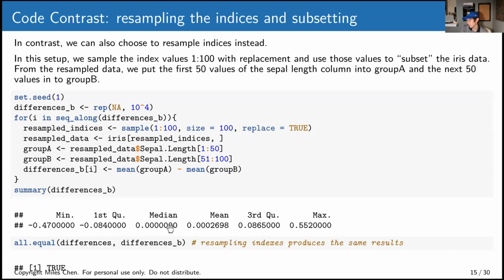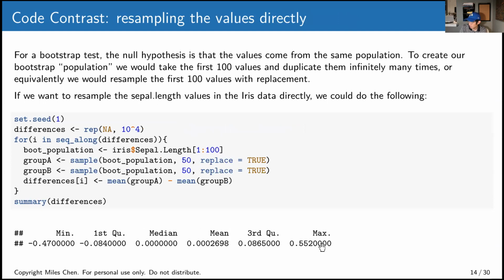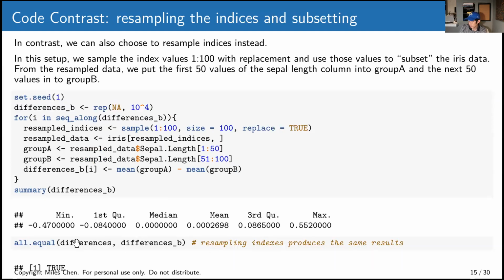Most of the time, again, we're getting differences of 0. The largest difference I got was 0.552. The most negative difference I got was negative 0.47. And even though it feels a little bit different, we're actually getting the exact same results. Okay, these results are exactly the same. We can say, are all of these values for the differences equal? All 10,000 values are exactly the same, which feels a tiny bit strange, but we're getting the same results.